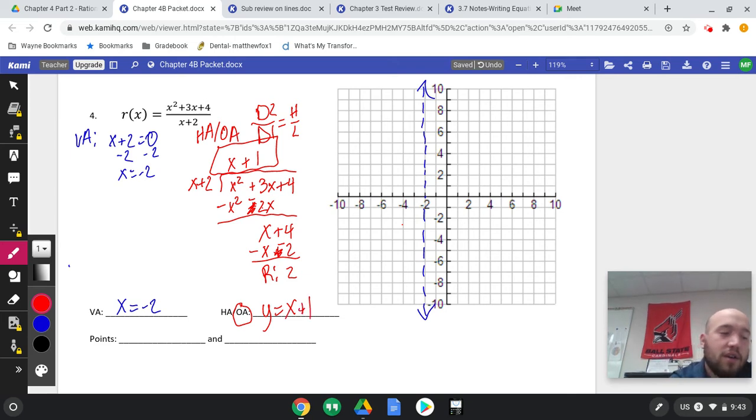That is our oblique asymptote. Sorry, that took me so long to get out. So we start here at 1. That is our y-intercept. It goes up to the right, or it can go down and to the left.